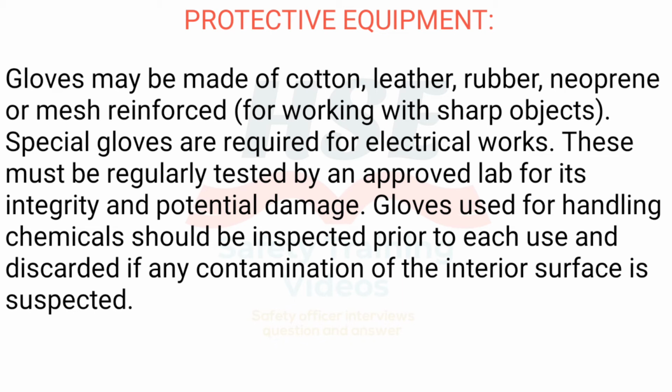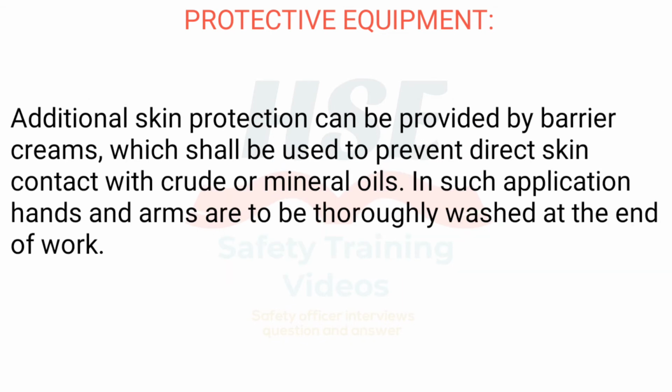Gloves used for handling chemicals should be inspected prior to each use and discarded if any contamination of the interior surface is suspected. Additional skin protection can be provided by barrier creams, which shall be used to prevent direct skin contact with crude or mineral oils. In such application, hands and arms are to be thoroughly washed at the end of work.